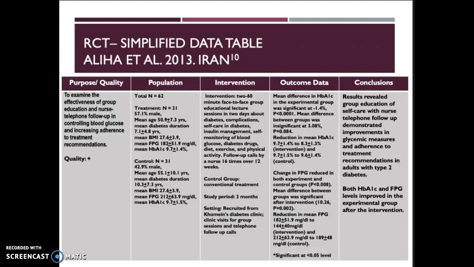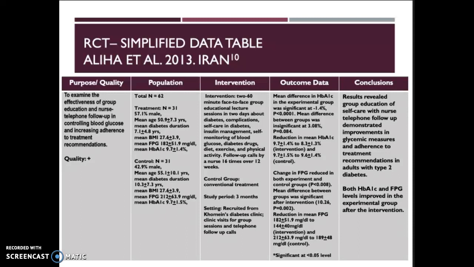The first study that I will review was conducted by Aliyah et al. in 2013 in Iran. This is a simplified data table that shows the purpose, the population, intervention, and outcome data, as well as the conclusions of this study. The purpose of this study was to examine the effectiveness of group education and nurse telephone follow-up in controlling blood glucose and increasing adherence to treatment.